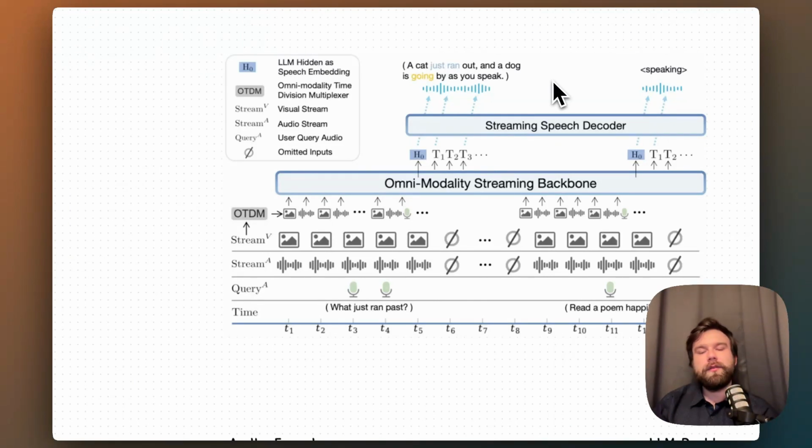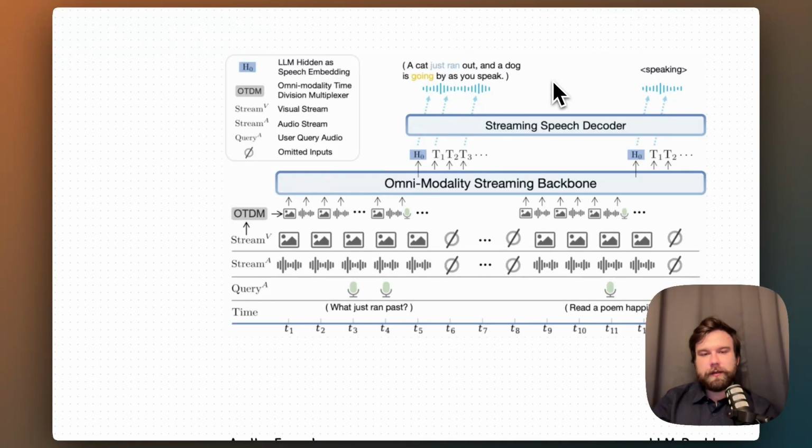And it is able to do this both in Chinese and English. Unfortunately, it is not multilingual like models like 4o, but then again, we can't expect too much from an 8 billion parameter model.